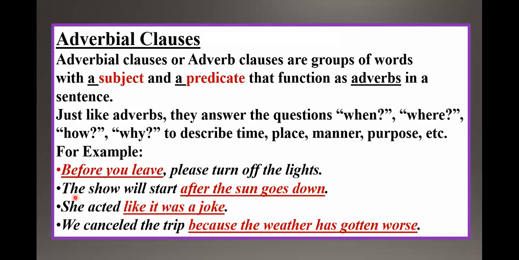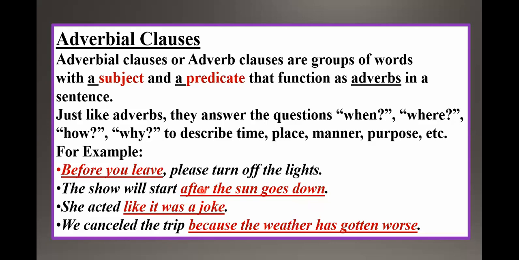Okay, the show will start after the sun goes down. Now, again, the sun is my subject, goes is my verb here. So, "after the sun goes down" has a subject and a verb both. But if I say only "after the sun goes down," this does not make any sense. What after the sun goes down? So, the show will start after the sun goes down. Okay, now it's a complete sentence, and "after the sun goes down" is a dependent clause.